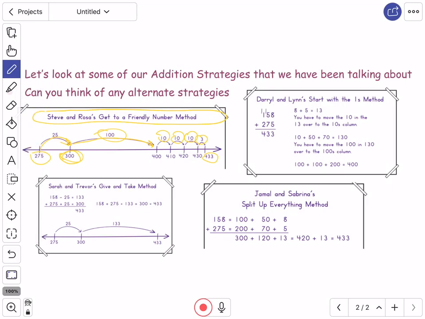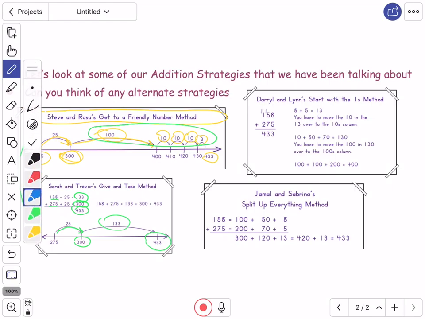Now let me refresh your memory on the give and take again. If I've got 158 plus 275, and I simply give 25 to the 275, I get myself to a nice solid 300, nice base number there. And then it's much easier to add 133 to it to end up with 433. So again, 275 plus 25. It's very similar to the get to a friendly number, but a little bit different. Instead of splitting all of these up, I'm simply adding the 133, and there I have 433.